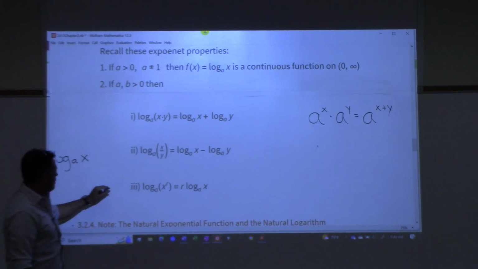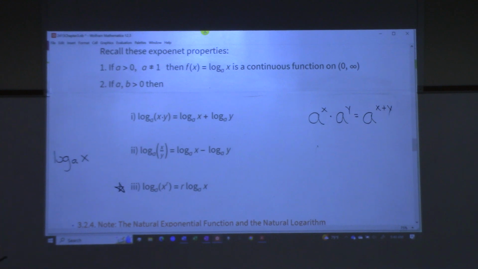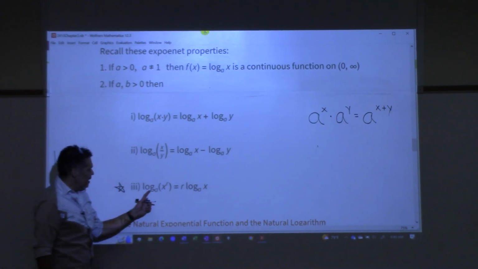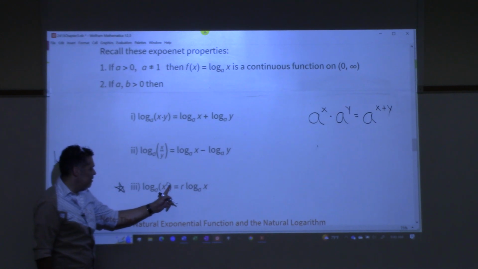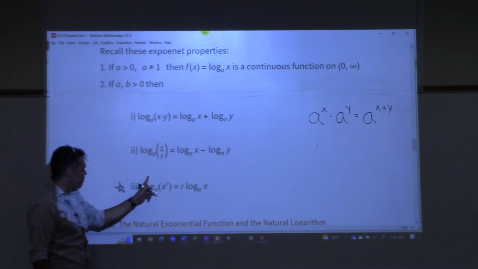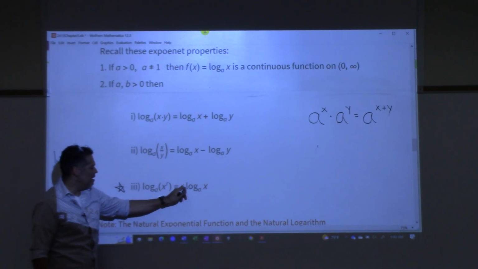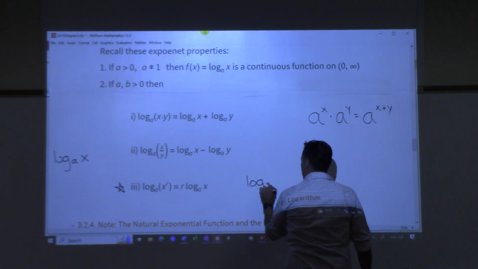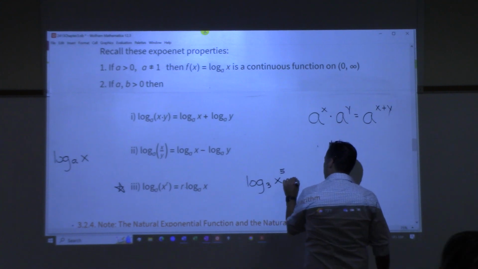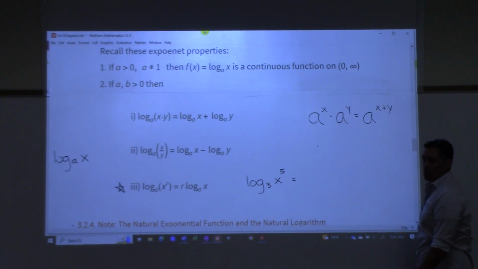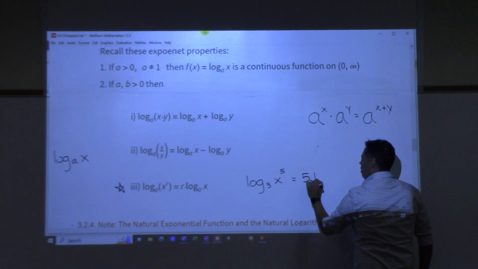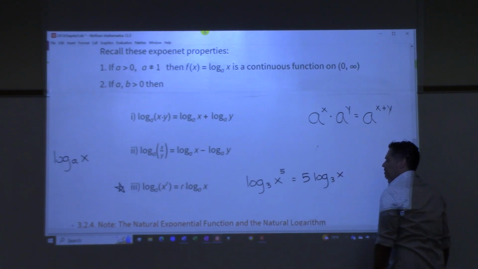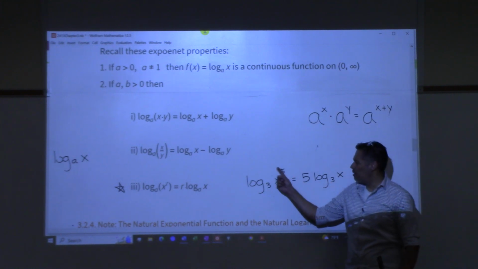The third property is one of the most important properties that we will use for logs. This property says that if you have a single log and you have something to a power, you are allowed to take that power and bring it out in front of the log as a number being multiplied. Let me give you a specific example of this. If I wrote log base 3 of x to the 5th power, that would be, according to that property, 5 log base 3 of x. That's just that property being used. That power can come out in front.